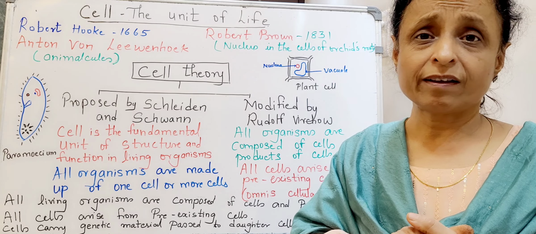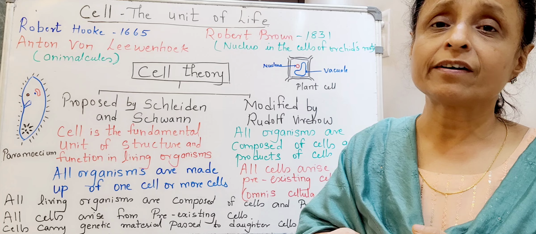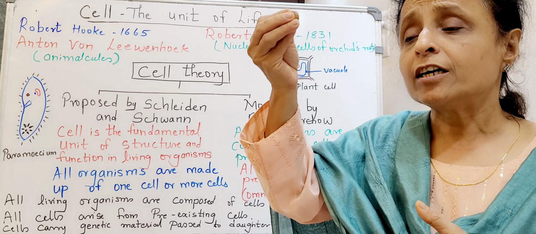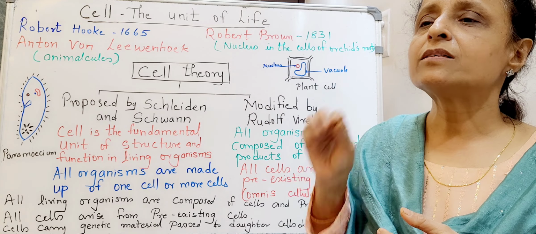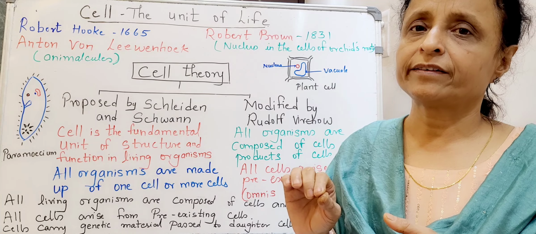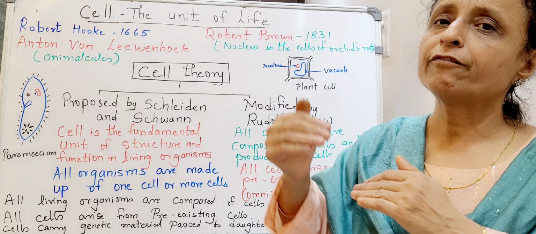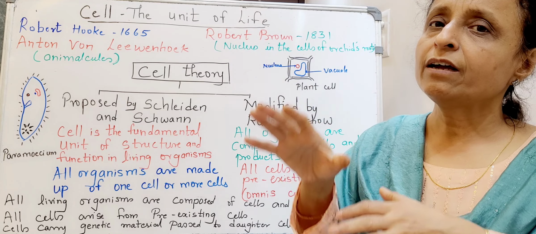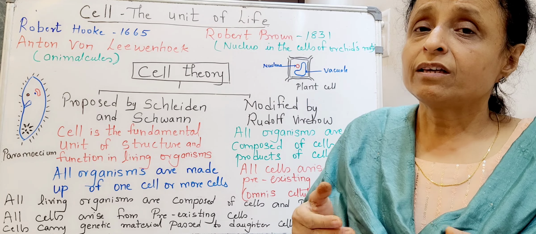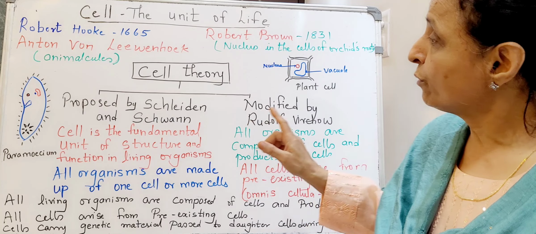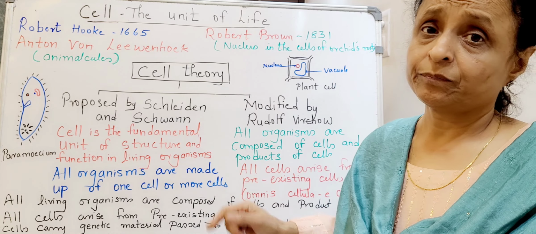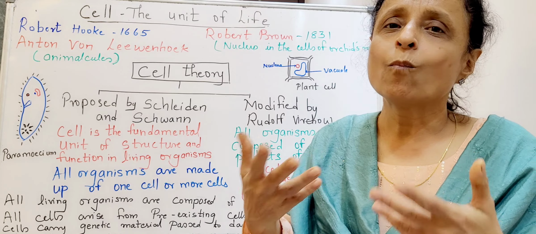Rhizopus and Vaucheria, algae and fungi, have continuous protoplasm with scattered nuclei. So they are not made into cells. They have continuity in the organism. So they all are exceptions to this theory. We'll be studying more about it.